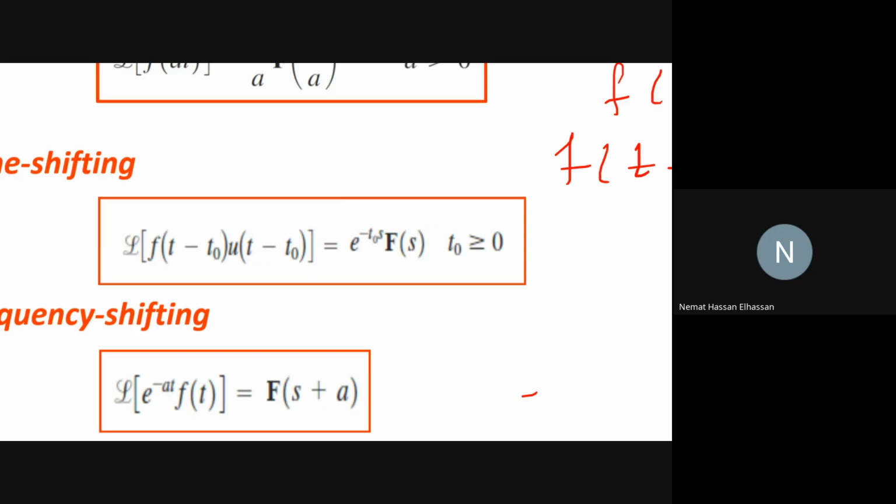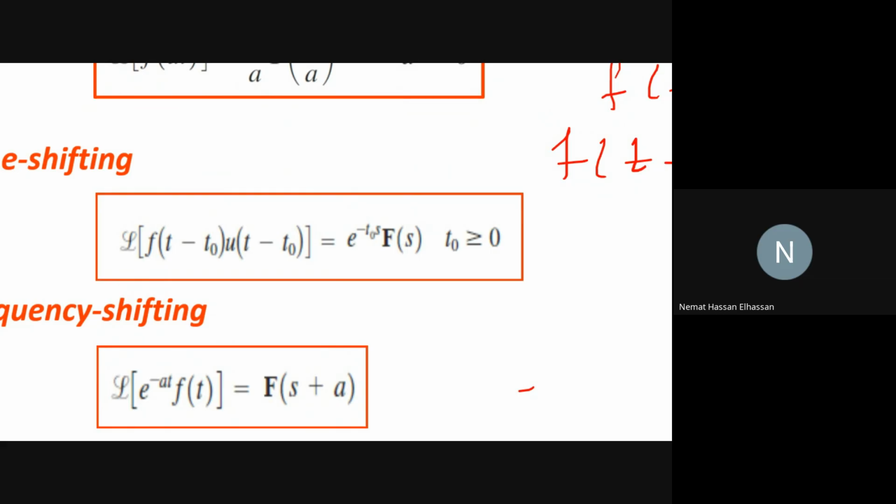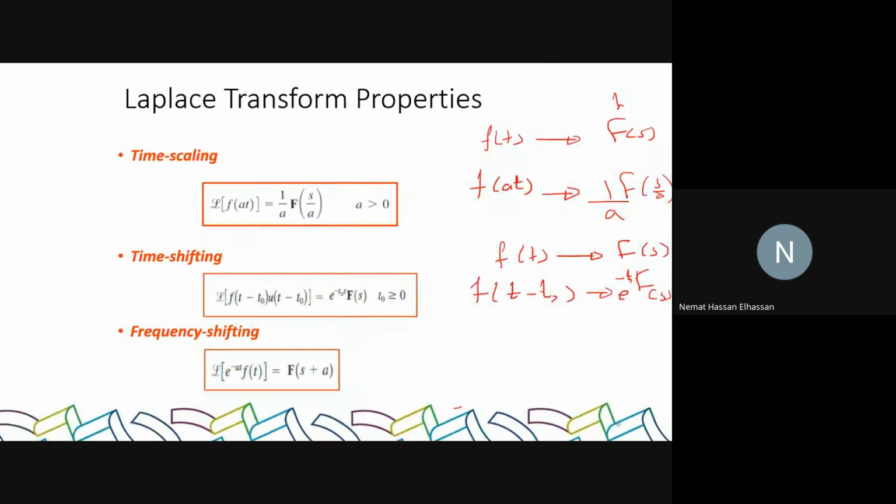Similarly, there is the frequency shift. So if you have a multiplication by an exponential in time, similar to what we have here, then that results in a shift in frequency domain. So if you notice, if you shift in time, you multiply in frequency. If you multiply in time, you shift in frequency. Make sense? So these are some of the basic properties of the Laplace transform.